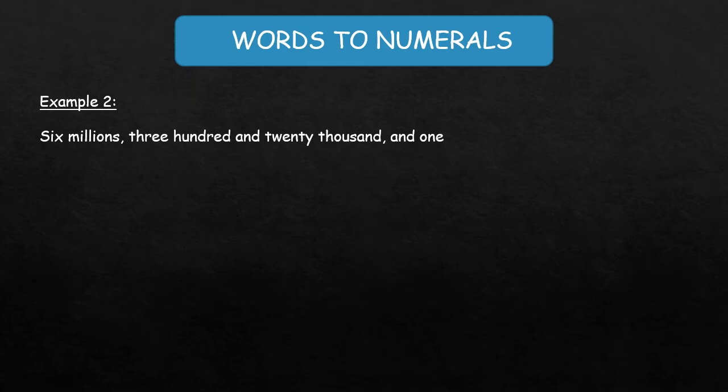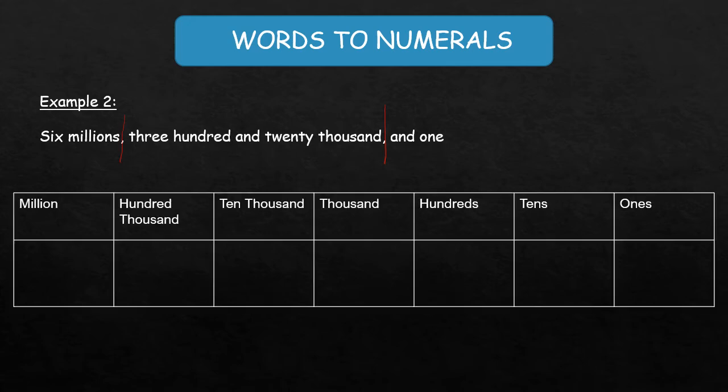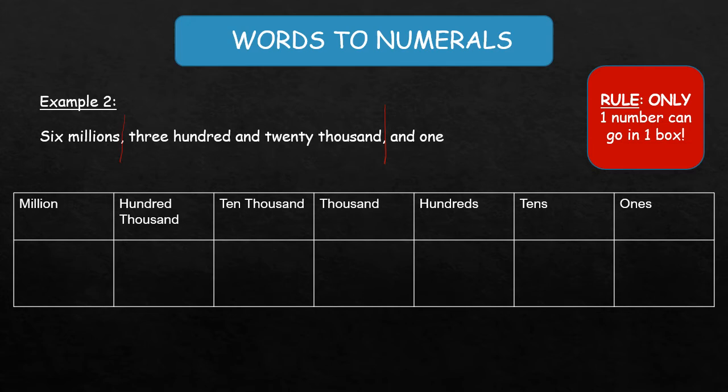Next, we're going to convert 6,320,001. So first thing first, 6 million, so we all know that that's one family. 320,000, and that's one family, and 1. And there's our place value column. And remember, only one number can go in one box. So let's focus on this millions right here. It says here 6 million, so we're gonna write down 6 in the million column.